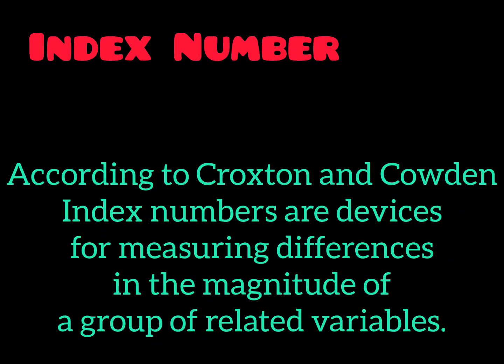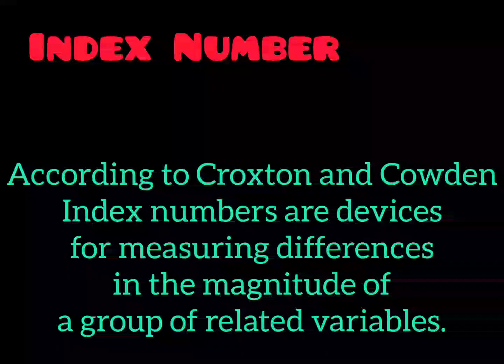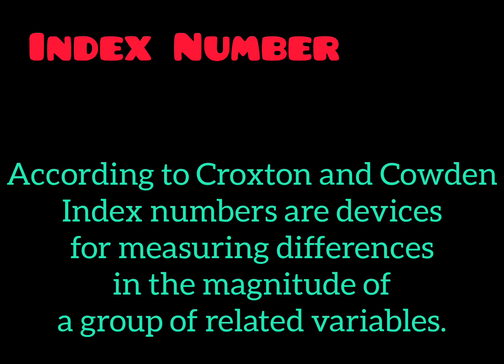According to Croxton and Cowden, index numbers are devices for measuring differences in the magnitude of a group of related variables. I think this is clear. What do you mean by an index number? We have already said index numbers are a series of numerical values which show the relative position of a variable with respect to time, place or certain other characteristics. So basically it indicates the relative position of a variable with respect to different characteristics. I think this is clear.